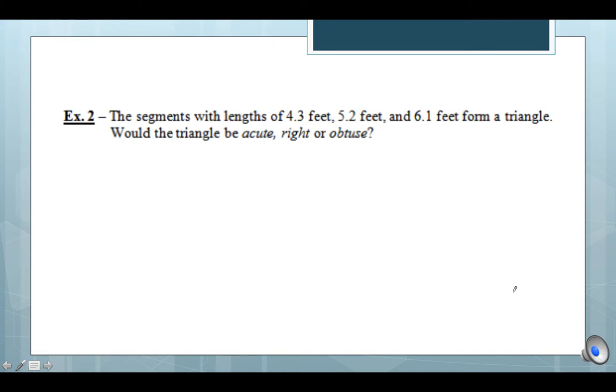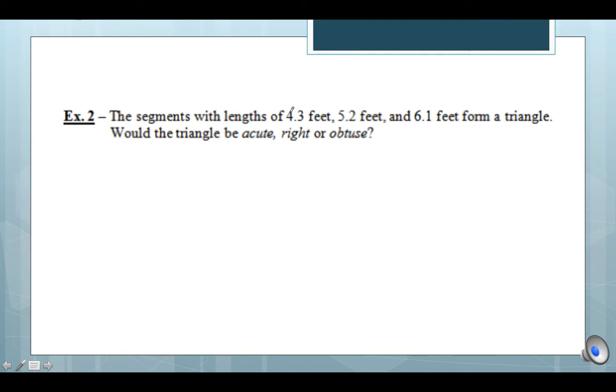Example 2 says the segments with lengths of 4.3 feet, 5.2 feet, and 6.1 feet form a triangle. Would the triangle be acute, right, or obtuse? Now, in class, a lot of people have been asking about when we need a picture. And my suggestion is anytime it is useful to you, you should draw a picture. So if you're not sure how to approach a problem, please feel free to draw a picture. If you don't need the picture, then proceed right ahead.